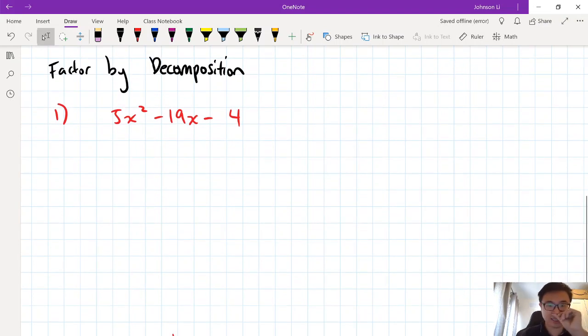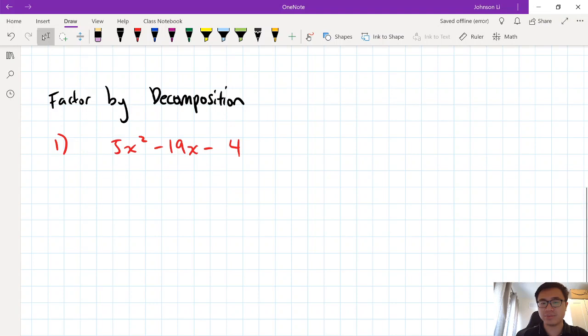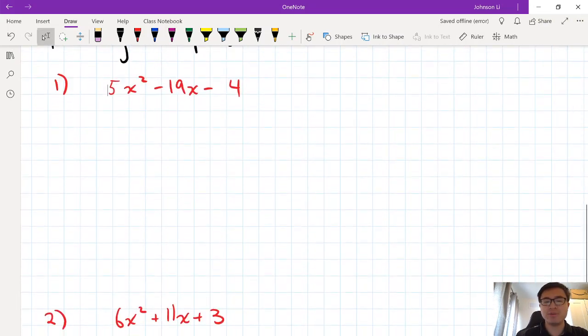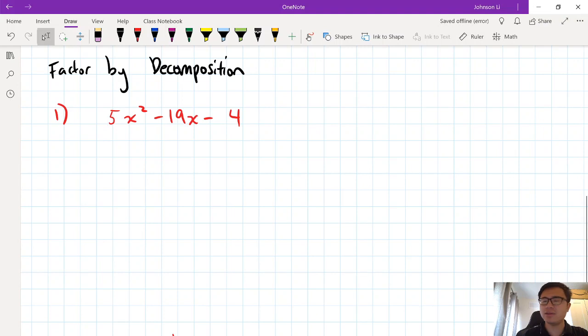Now the next technique is a little bit more tricky, and it's called factor by decomposition. You should only be using this technique if, for example, in this question, you can't divide out everything by that number. Let me rewrite this 5 because it looks a little bit awkward. Normally you would try to use common factoring, but you would notice that -19 can't be divided by 5. -4 is also not divisible by -5.